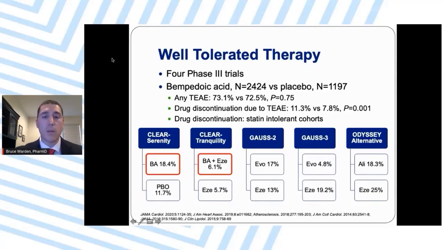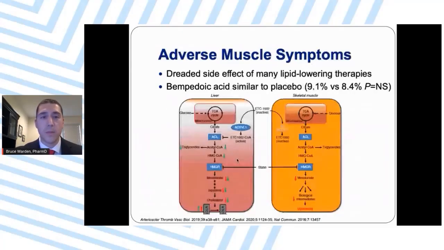And in particular, in our most vulnerable population, the statin intolerant patients, we see that the tolerability of bempedoic acid is really on par with other non-statin therapies that we use in the statin intolerant population. So in Clear Serenity and Clear Tranquility, drug discontinuation with bempedoic acid in the statin intolerant patients was slightly elevated compared to placebo at 18%, but again, similar to what we see with ezetimibe and with our PCSK9 monoclonal antibodies, evolocumab and alirocumab in their statin intolerant trials, the GAUSS-2, GAUSS-3, and Odyssey Alternative.